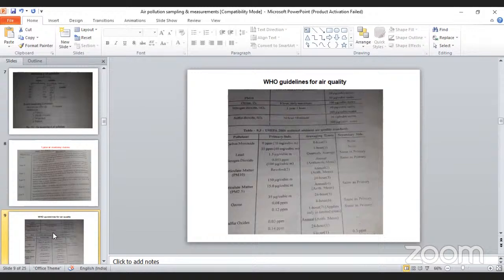Then the next one is the various parts of the sampling. And another one is the Impinger bottle.